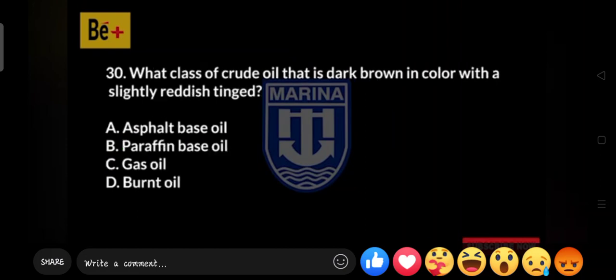What class of crude oil is dark brown in color with a slightly reddish tinge? A. Asphalt base oil. B. Paraffin base oil. C. Gas oil. D. Burnt oil. The answer is B. Paraffin base oil.